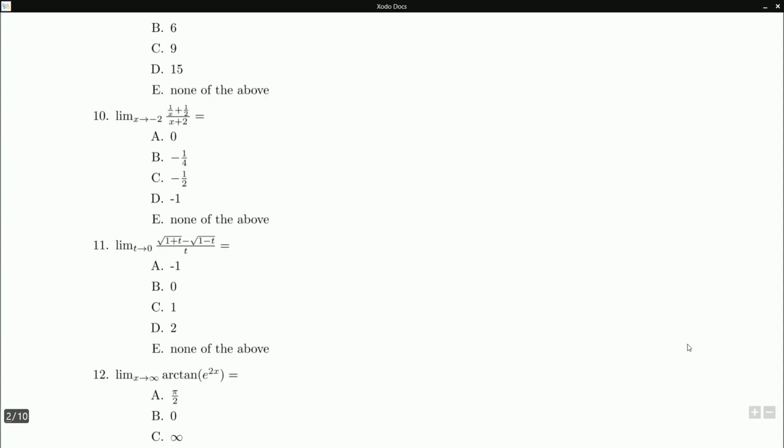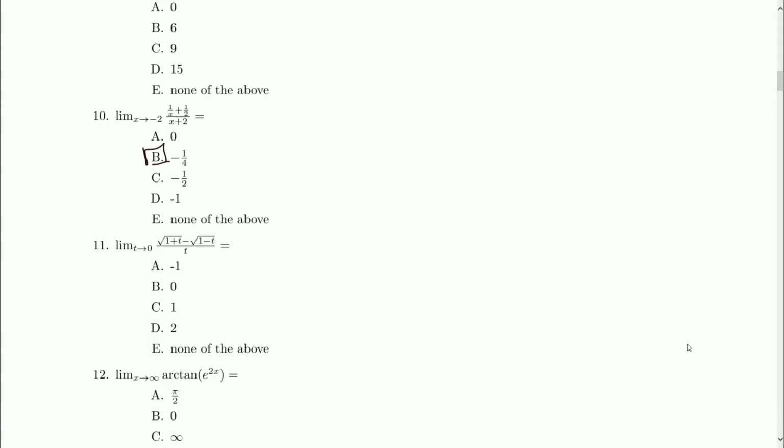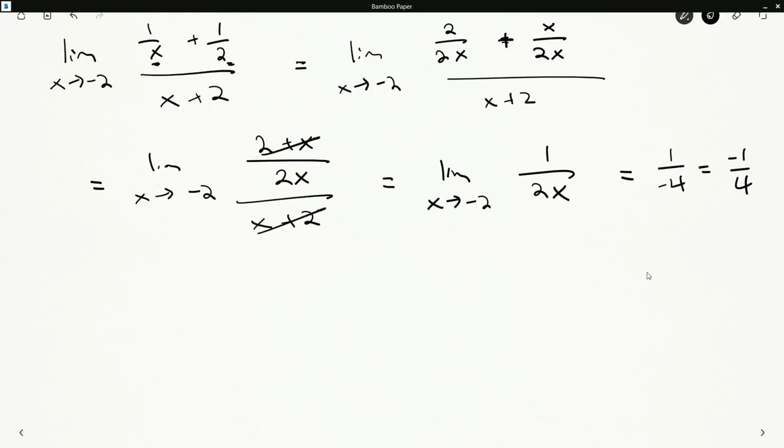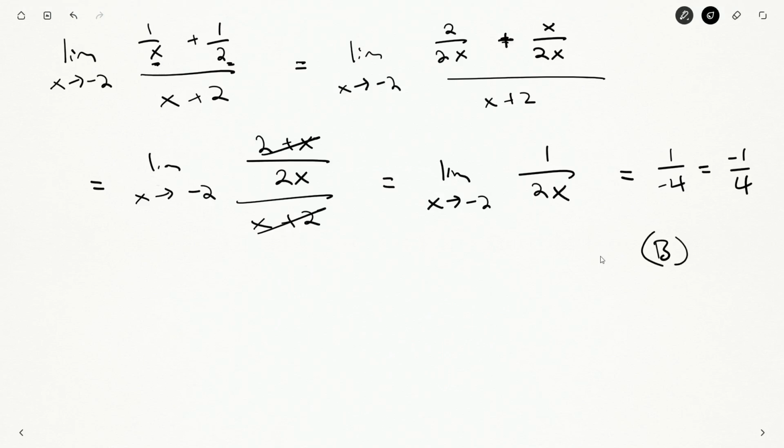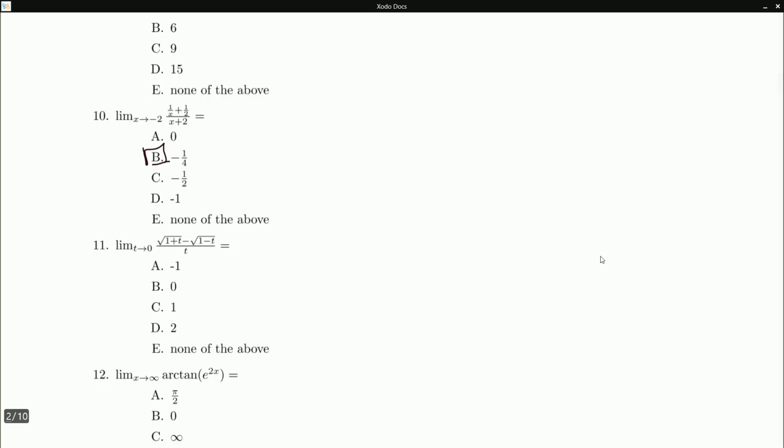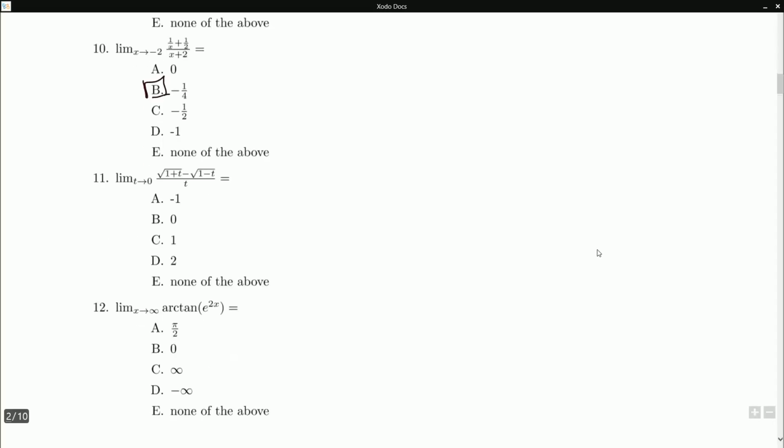And is that one of the answers? Yep, there it is. It's B. I'm noticing a lot of the answers here are B's and C's. Interesting. But there we go. That was question... What question was that? That was question 10. Up next will be question 11.